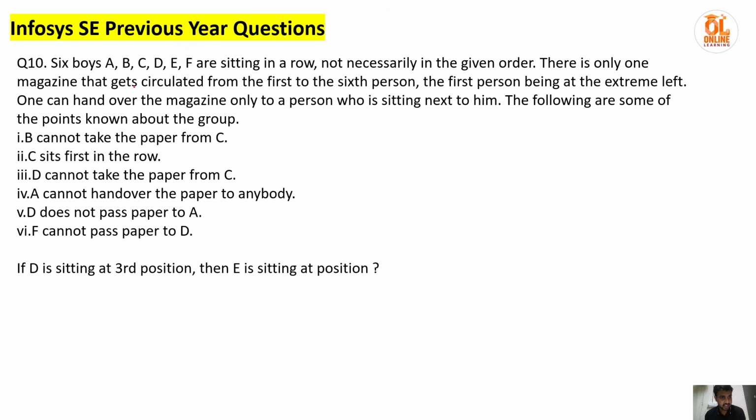This is a seating arrangement or data arrangement question. Six boys A, B, C, D, E, F are sitting in a row, not necessarily in the given order. There is only one magazine that gets circulated from the first to the sixth position, the first person being at the extreme left. So there are A, B, C, D, E, F. This is the first position at extreme left, this is the second position, third, fourth, fifth, and sixth. So the magazine gets circulated from first to sixth person this way.